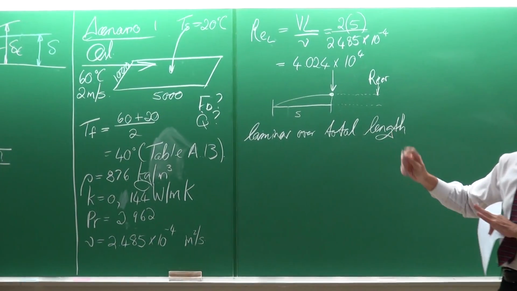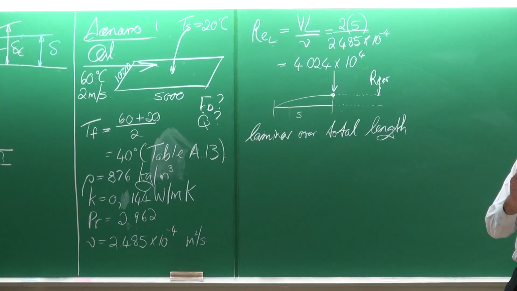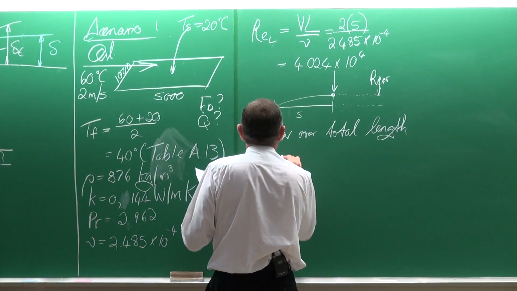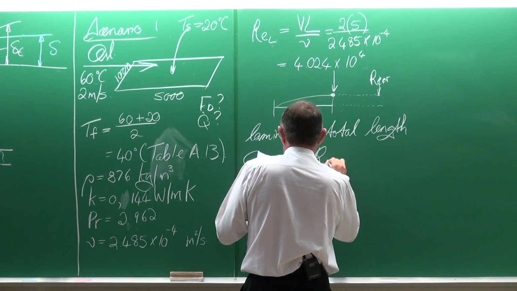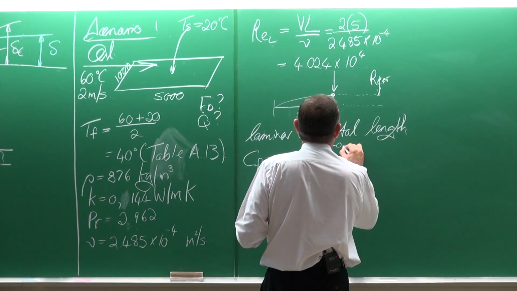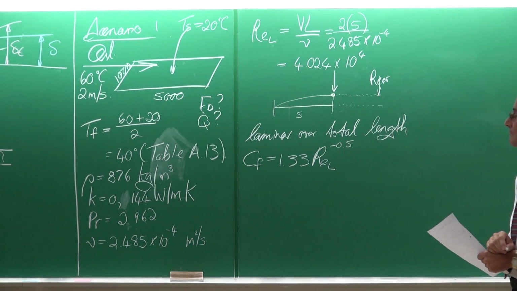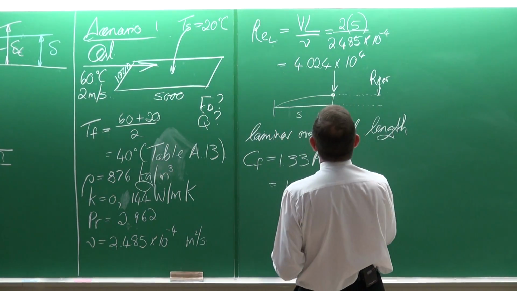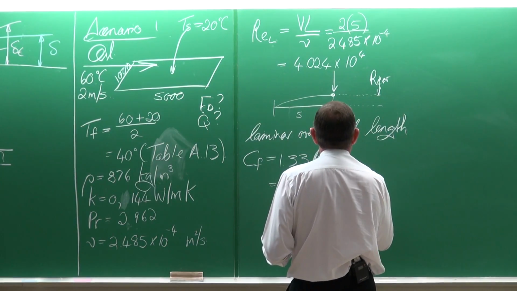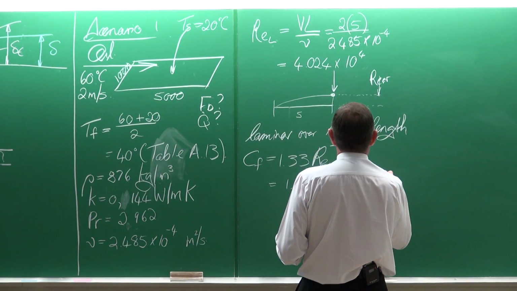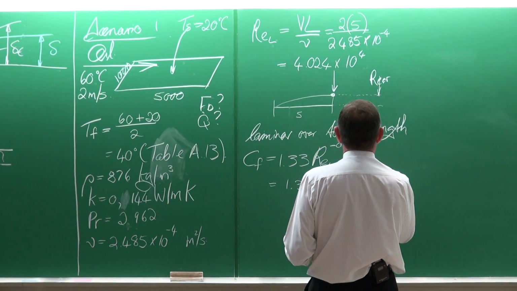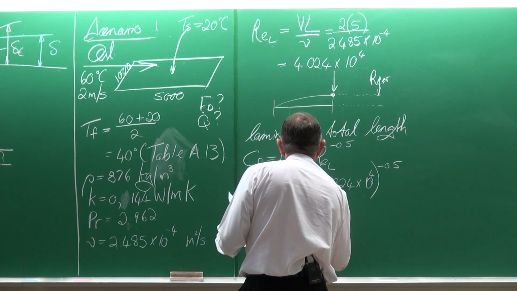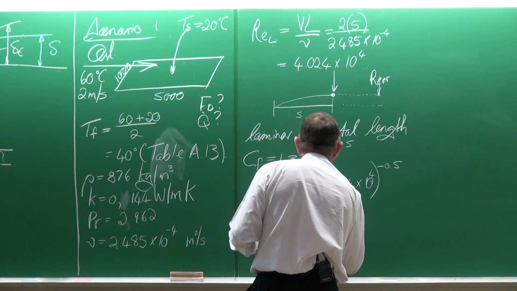Right. Therefore, we can use the laminar equations. There are specific equations which are valid only for laminar flow. And the equation is CF is equal to 1.33 multiplied by Reynolds L to the minus 0.5, which is equal to 1.33. The Reynolds number we have determined is equal to 4.024 multiplied by 10 to the fourth, everything to the minus 0.5, and that will give us a friction coefficient of 0.00663.